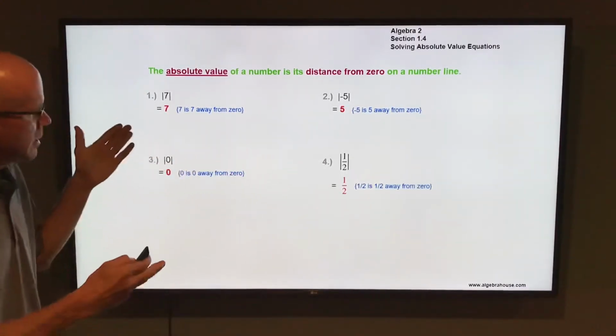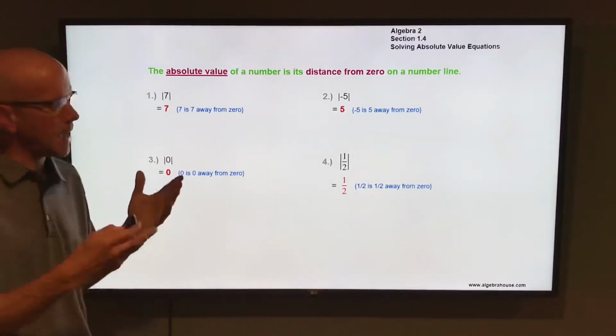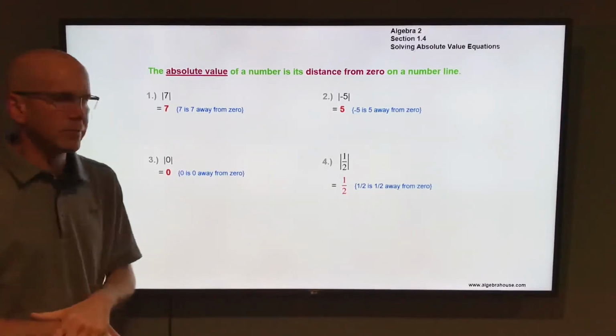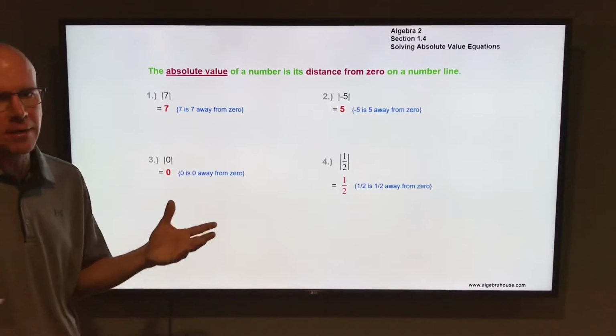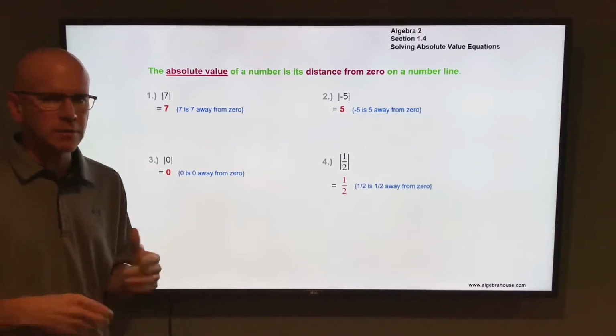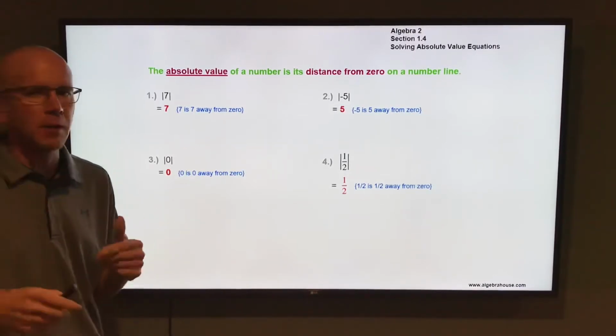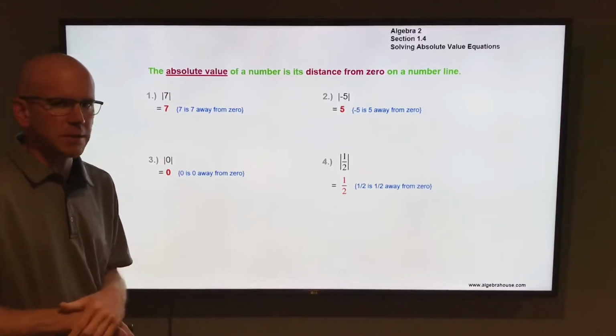So yes, in elementary and middle school, the habit of taking the positive of whatever's inside the absolute value sign does work. But when we get into solving equations, you do have to think about absolute value being the distance away from 0.